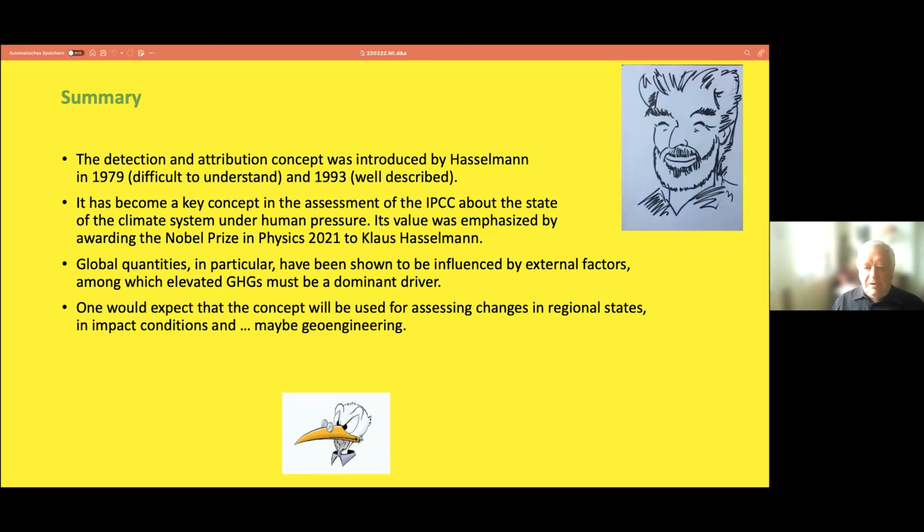This has not been done extensively for regional statistics or regional changes. And one would expect that the concept will be used for assessing change in the regional states as well, assessing changes in impact conditions, and maybe geoengineering once something of that sort would be tried out, or maybe only in modeling studies.